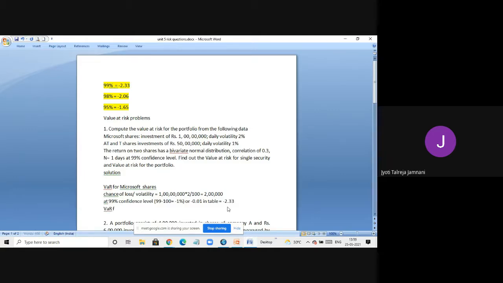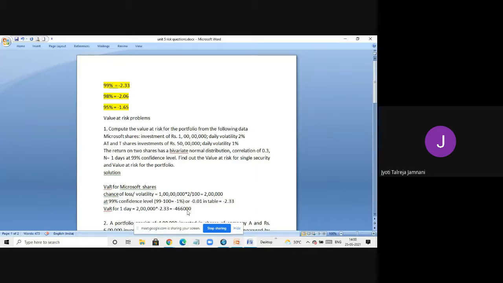So value at risk for 1 day. They have told you here n is equal to 1 day. Even if it was 10 days, first we will find it for 1 day and then we can find it for multiple days. So when you calculate value at risk for the first time, it is always for 1 day. How to find it? I will take my chance of loss, 2 lakh, and multiply it with the table value, which is minus 2.33. So 2 lakh into minus 2.33, the loss that I have is minus 4 lakh 66,000.